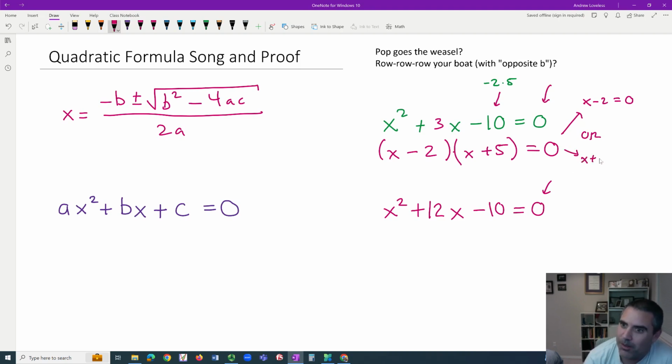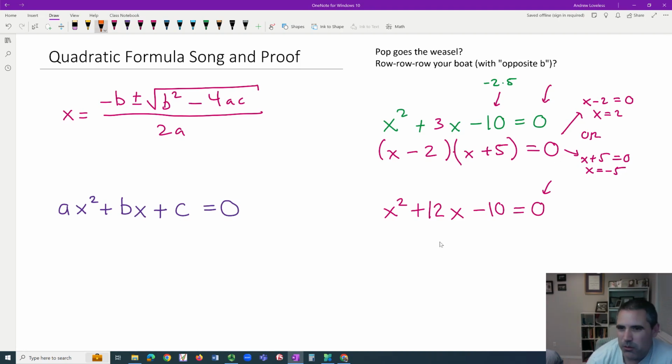I don't take off for that. But x minus 2 has to be 0, or x plus 5 has to be 0. So you either get negative 5 or x equals 2. I've seen students try to use this logic when there's not a 0 there, but that doesn't work. It's got to be a 0. Okay, that's the factoring method.